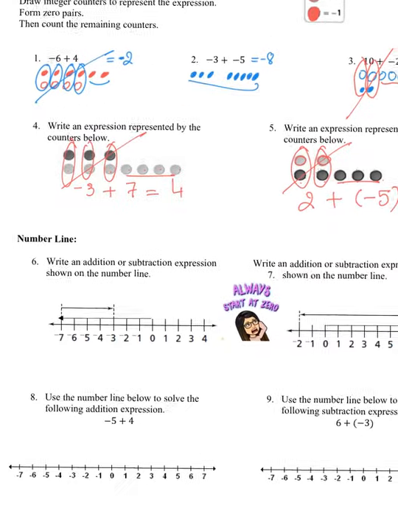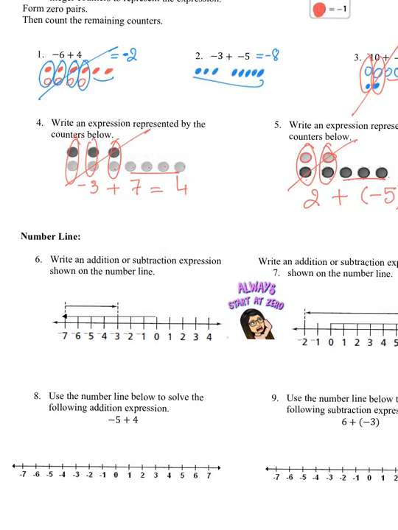Number 9, write an addition or subtraction expression shown on the number line. When we start with the number line, you always start at 0. So we're going to look at the arrow that starts at 0. First we're going to start with this one. This first arrow goes to the left. The left means negative 7 units. Okay, it ends right here.